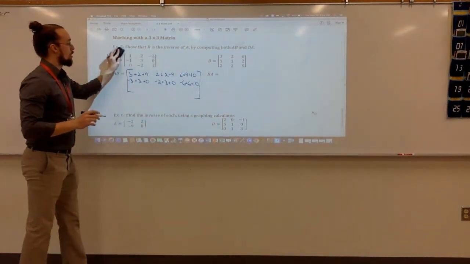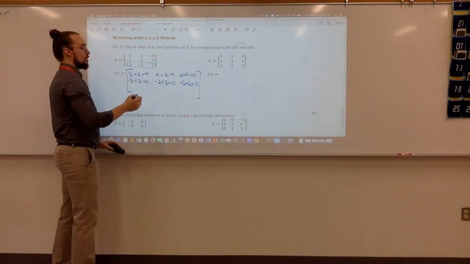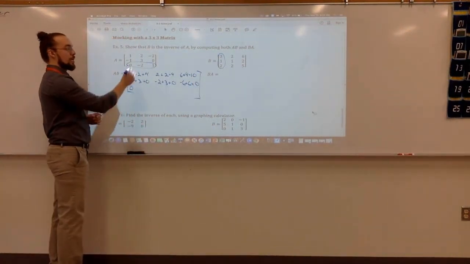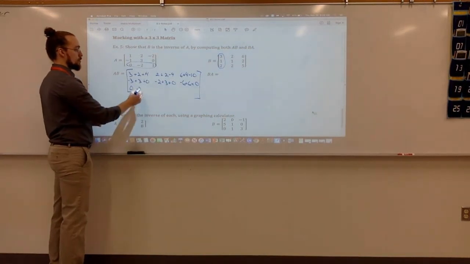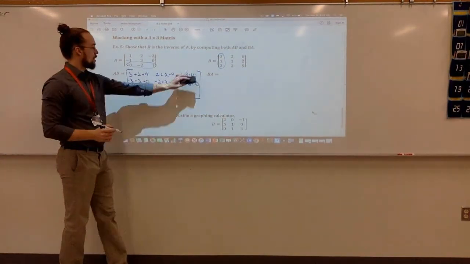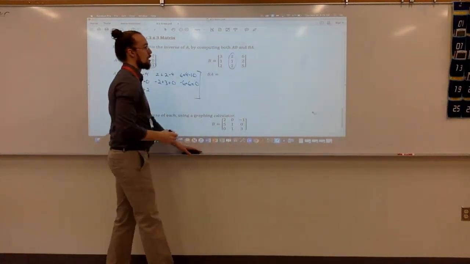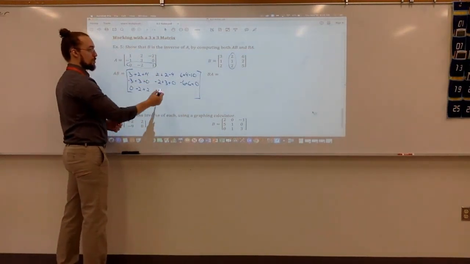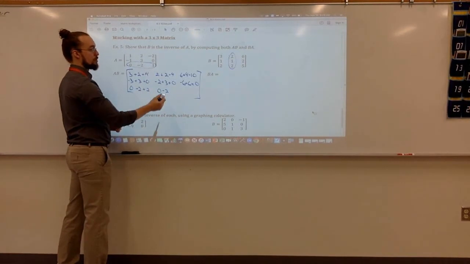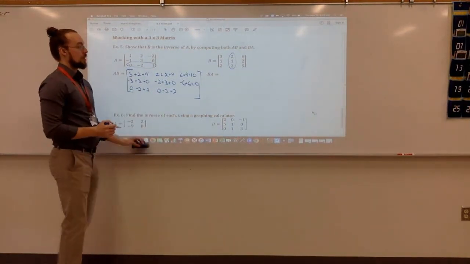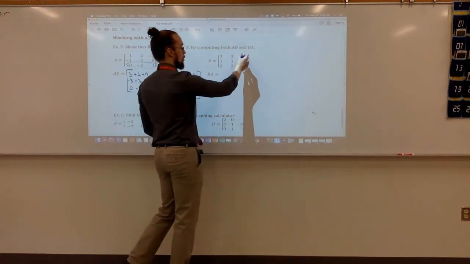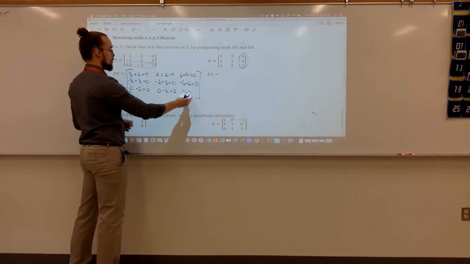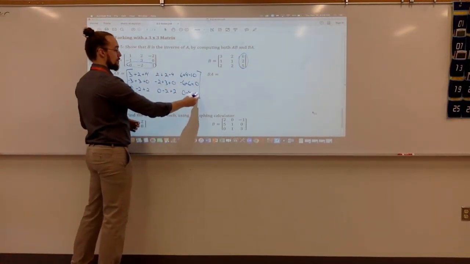Then finally, our third row entries. Third row, first column, 0 times 3 is 0. -2 times 1 is -2. 1 times 2 is 2. Third row, second column, 0 times 2 is 0. -2 times 1 is -2. 1 times 2 is 2. And our final entry, third row, third column, 0 times 6 is 0. -2 times 2 is -4. 1 times 5 is 5.